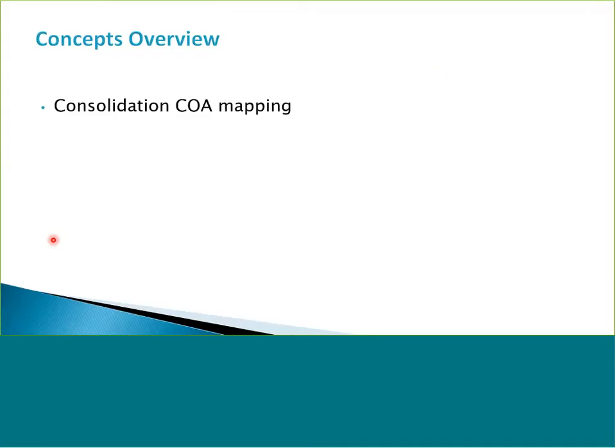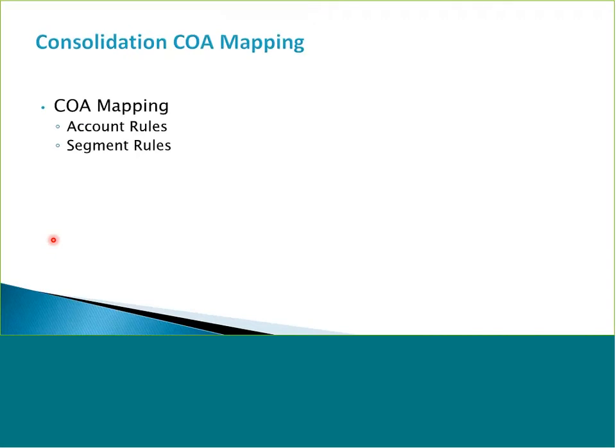We are still on the topic of consolidation, and in this lesson we are going to look at the topic of chart of accounts mapping. So we already mentioned this concept of chart of accounts mapping in our previous lesson, and we said that we have two types of chart of accounts mapping. We have account rules and we have segment rules. And in this lesson, we are going to look at each of them in detail and how they are implemented during consolidation.